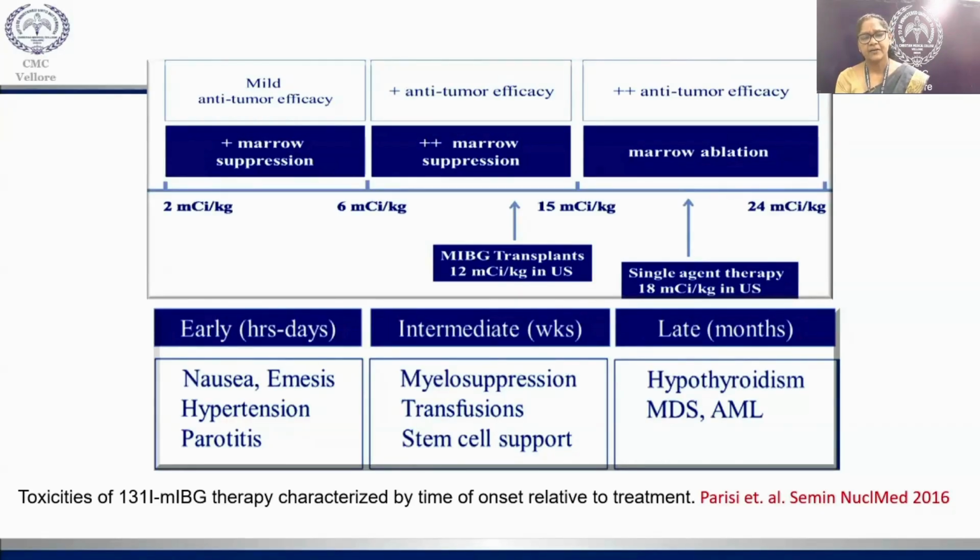So the early toxicity can be in the form of nausea, emesis, hypertension, or parotitis. The intermediate can be myelosuppression, which will require transfusion and stem cell support. And the late, over a month or several months, can lead to hypothyroidism, MDS, or AML.